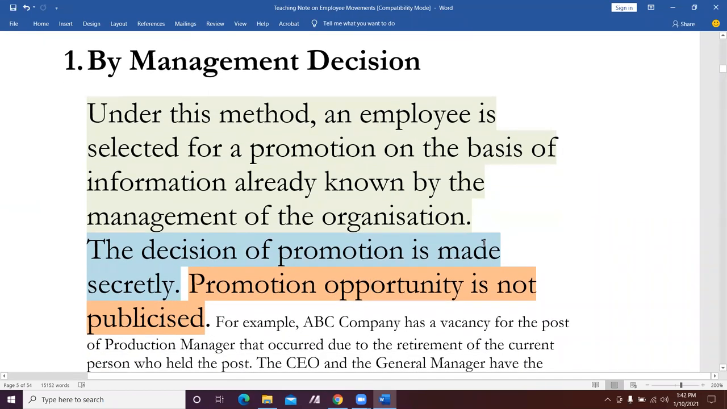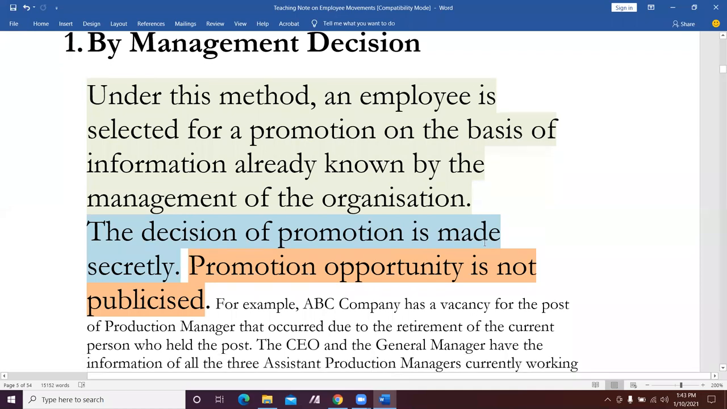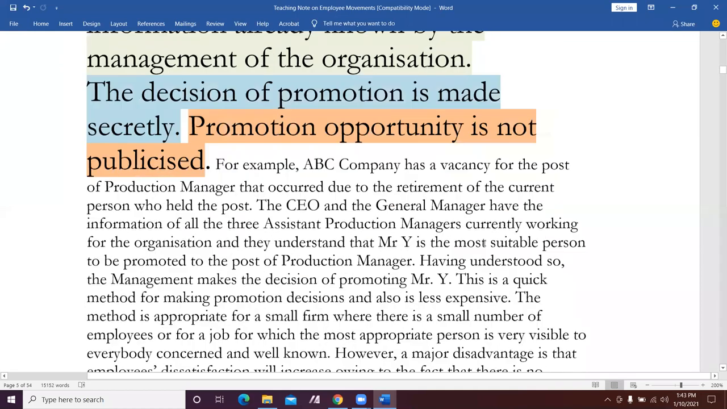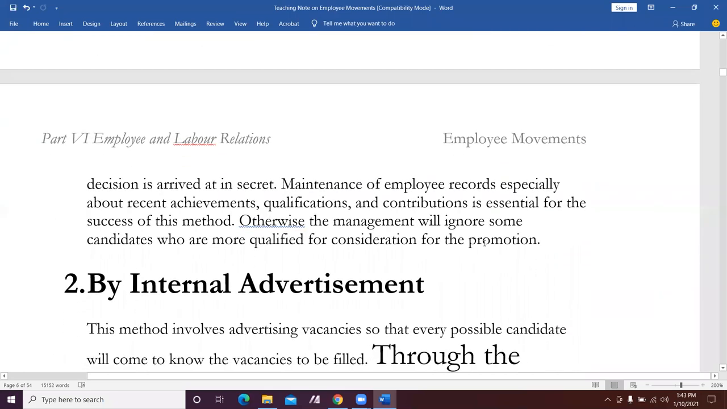So the promotion opportunity is not published. That means there is no advertising, there is no calling of applications for the vacant post. Assume there is a vacant post. That's the promotion opportunity. So this is called the closed method.